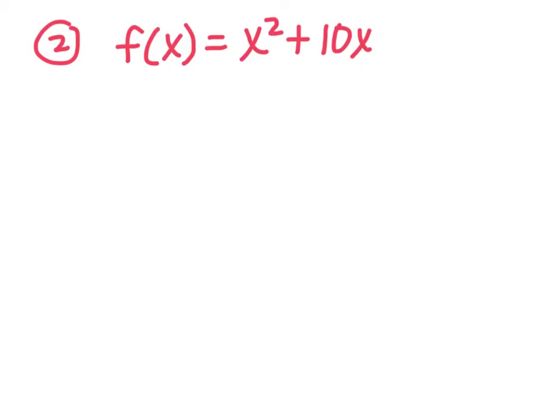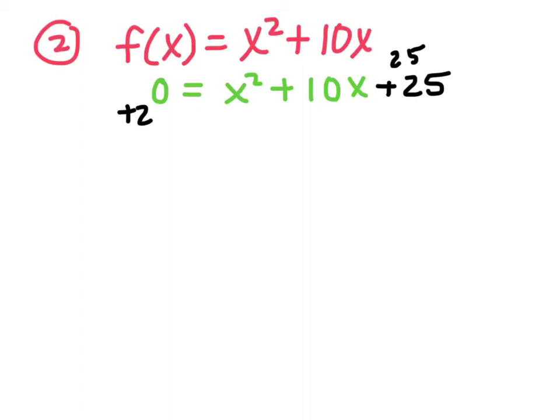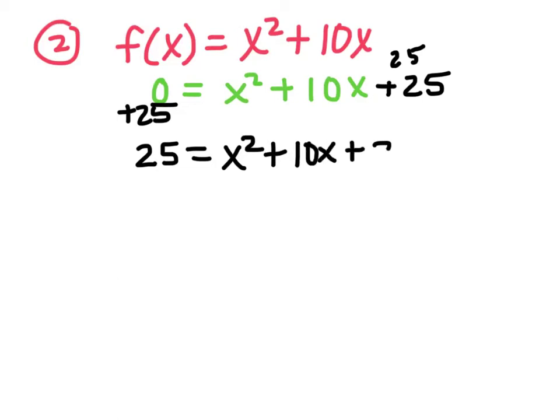Okay, I'd like you to try this one. Push pause. When you're finished, I want you to push play, and then you can watch the solution. All right, so first thing, you can put a 0 here, equals x squared plus 10x. All right, now to get our other term, we're going to take half of 10x, which is 5, and square it, which is 25. So I want this term over here to be 25. There's nothing there right now, so I'm going to have to add 25 here and add 25 here. So I get 25 equals x squared plus 10x plus 25.